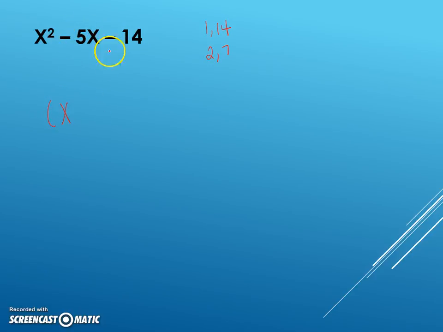I know since it's a negative 14, one has to be positive, the other has to be negative, so x plus and x minus. And in this case, my larger factor is going to go with this sign right here. So 7 goes here, and 2 goes here. FOIL it back together, x squared plus 2x minus 7x minus 14. That gives you x squared minus 5x minus 14. So we're good to go.